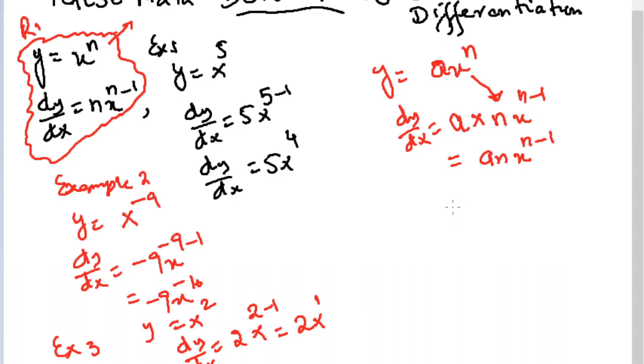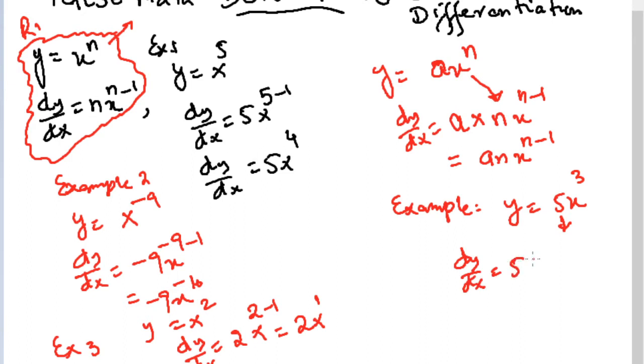Now what is the example for this? Example for this is y is equal to 5x power 3. Now see here, a was constant there and 5 is constant here, n was power there and 3 is power here, so I will do dy dx 5 into 3 x power 3 minus 1, so the result becomes 15x power 2. Now similarly they can give us another example.